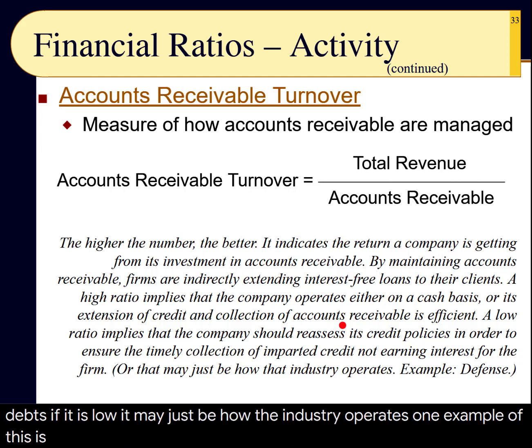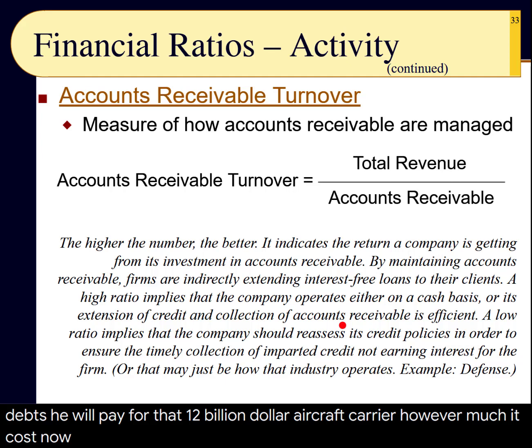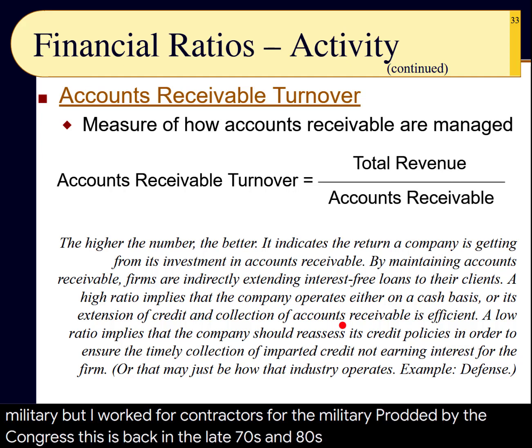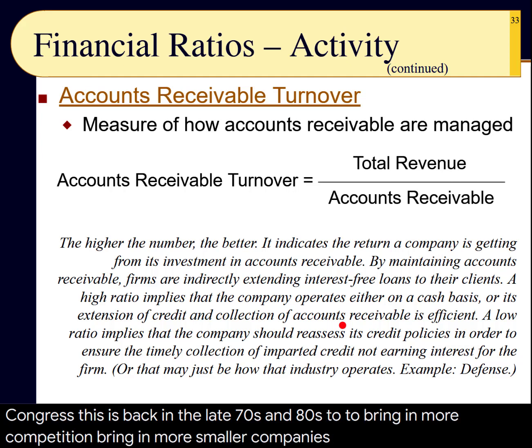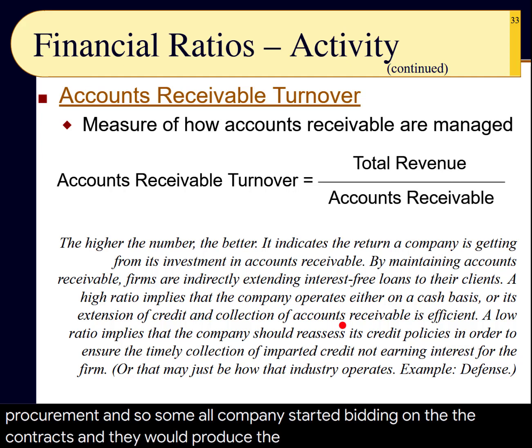One example of this is the Defense Department, defense industry. Uncle Sam will pay his debts. He will pay for that $12 billion aircraft carrier or however much it costs now. But he just takes his time. And I was never in the military, but I worked for contractors for the military. And the military was prodded by the Congress, this was back in the late 70s or in the 80s, to bring in more competition, bring in more smaller companies for their procurement. And so small companies started bidding on the contracts, and they would produce the goods or services.